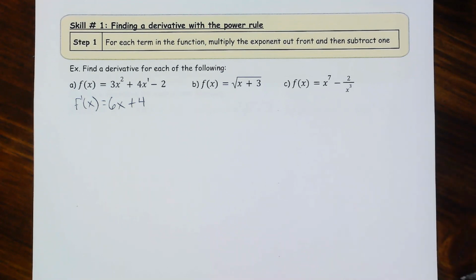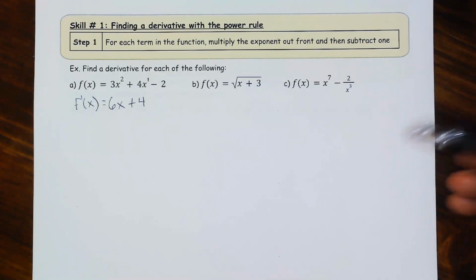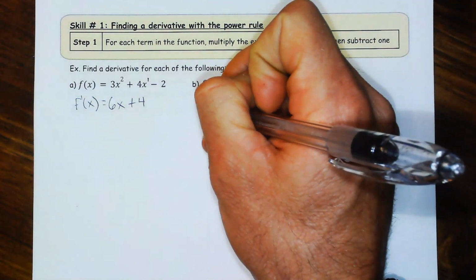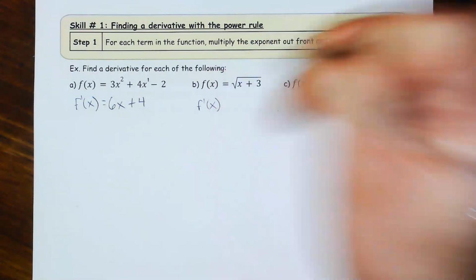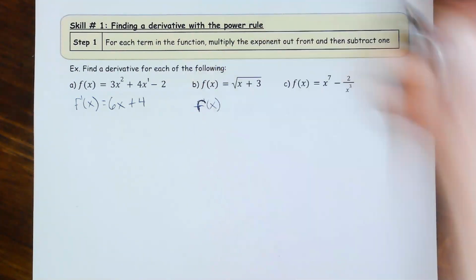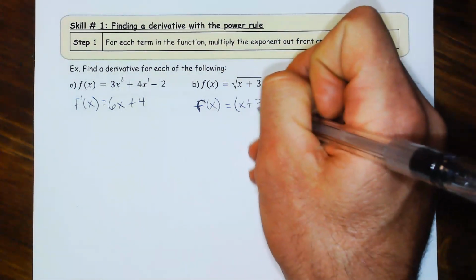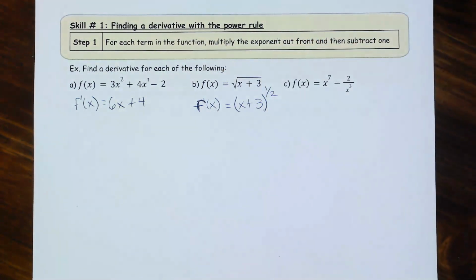If you think you want to take a stab at these next two, that's great. If not, you can just follow along as I go through. This one uses f prime of x, or I guess I just need to define my f of x first. So f of x, I'm going to rewrite, is equal to x plus 3 to the 1/2 power.